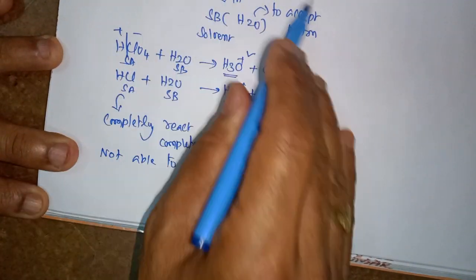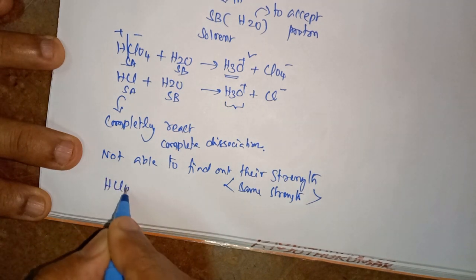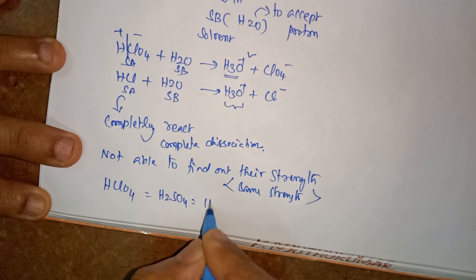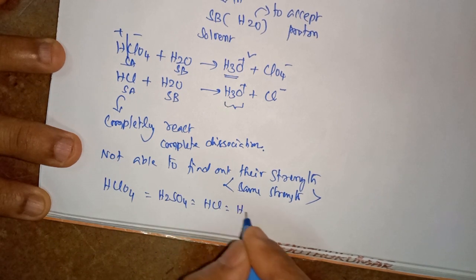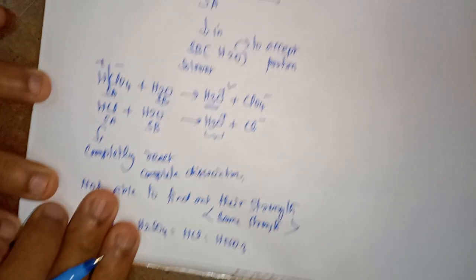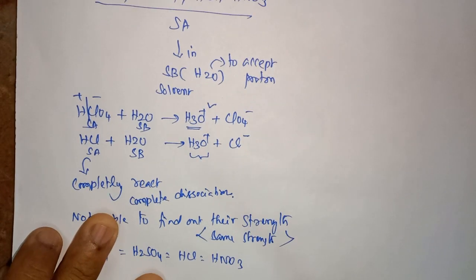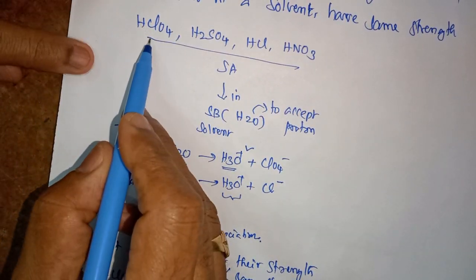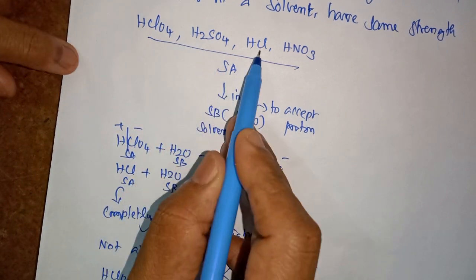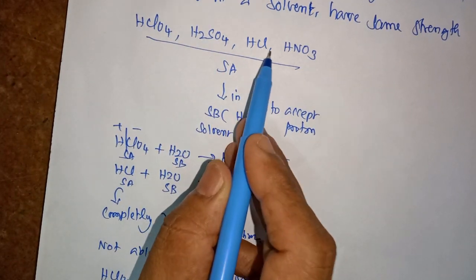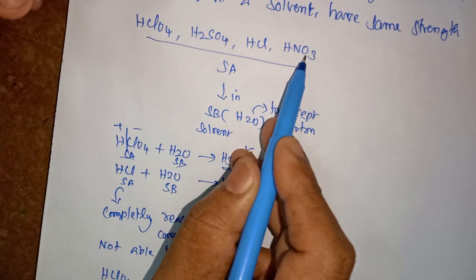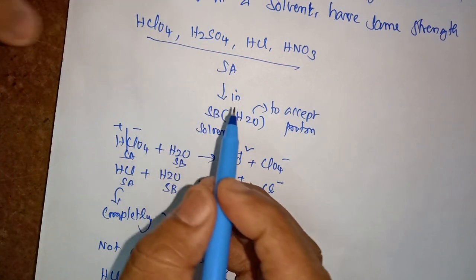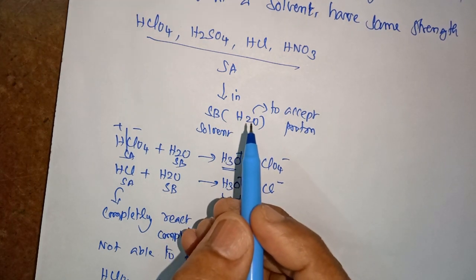So I take here four different acids. All the acids almost have the same strength. If I use the word same strength, that is called a leveling effect. Levels means equalizes. Suppose I ask a question: HClO4 perchloric acid, H2SO4 sulfuric acid, HCl hydrochloric acid, HNO3 nitric acid, when I dissolve these in water, which one will have the highest strength?